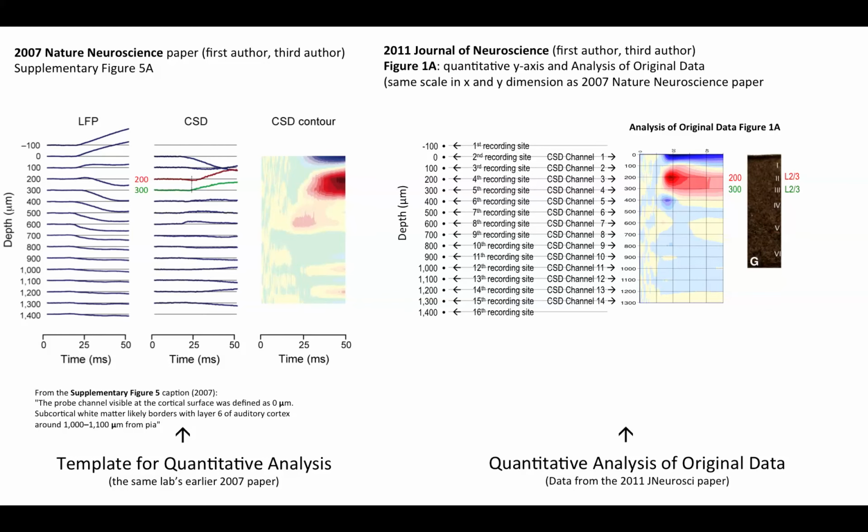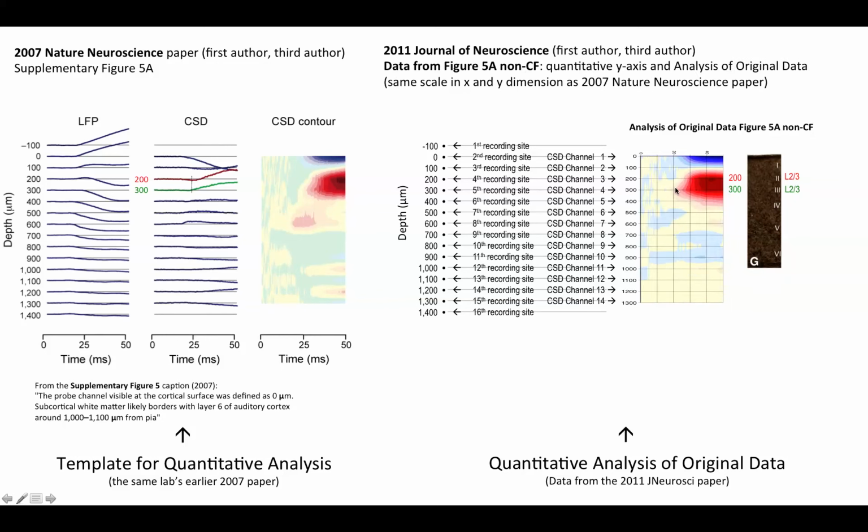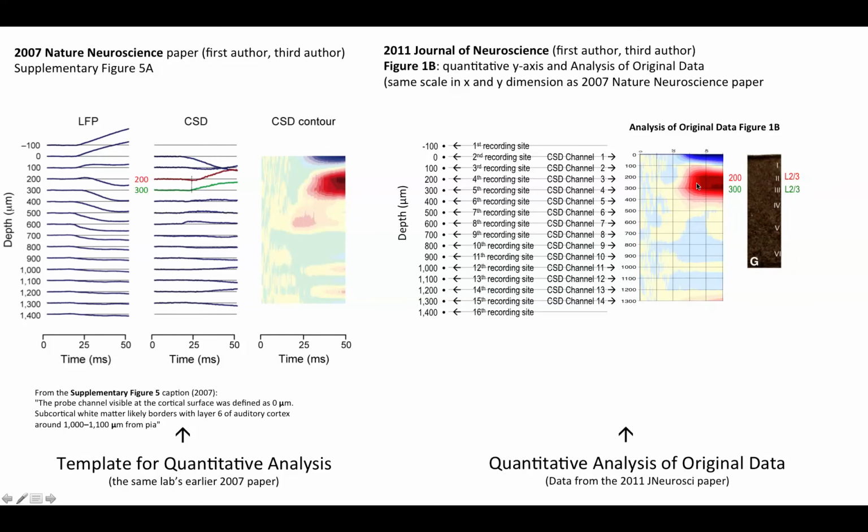And I suppose maybe I'll head towards the exit by showing the analysis of figure 1a and 1b again. I want to show these just to show that my quantitative analysis of the original data is very consistent with this template that I've taken from the 2007 paper, because you see the patterns of activity are at the same depths, for 5a non-CF especially, and for figure 1b.